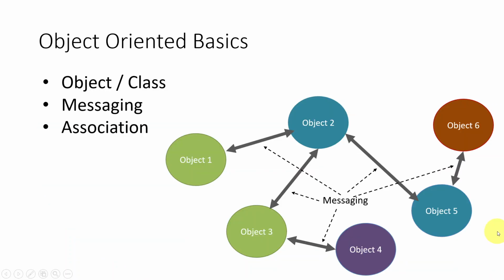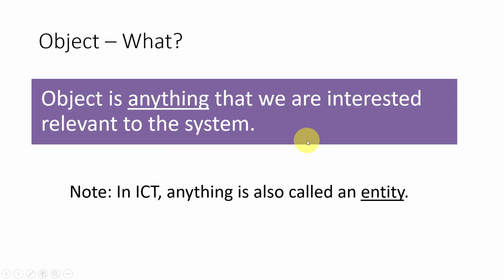When it comes to object-oriented software development, we look at a system as a set of objects that communicate and collaborate by passing messages in order to achieve their objectives. An object can communicate or send a message if they are associated objects. The very basics of object-oriented programming is the concept called object. Object is anything that we are interested in related to the system. In some cases, we call them entities as well.